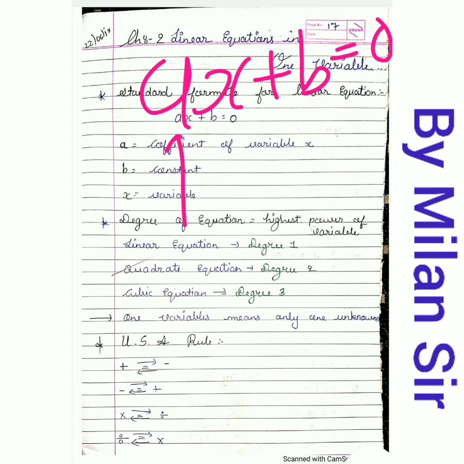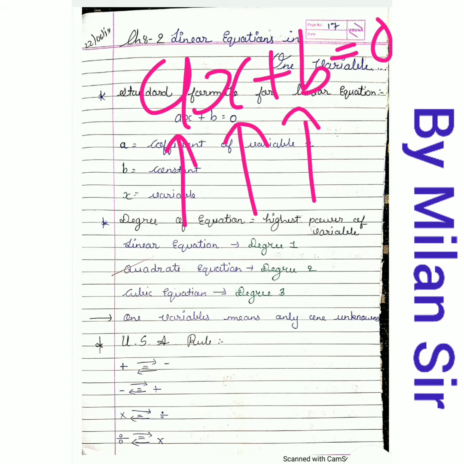Here a and b are constants, and a is called the coefficient of x. We already learned coefficient in standard 7, right? Coefficient is what multiplies, or otherwise divides, the variable. So a means the coefficient of variable x. b is our constant term. It is a fixed term, a constant, that means its value cannot be changed. And here x is our variable.